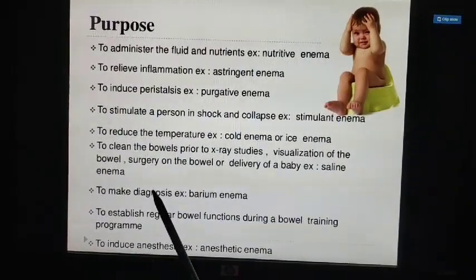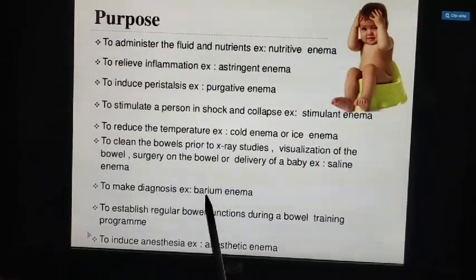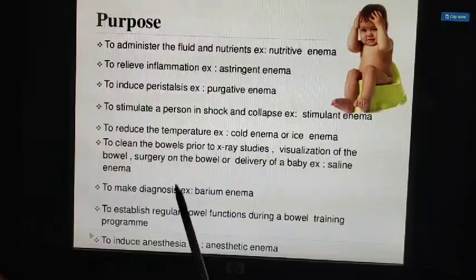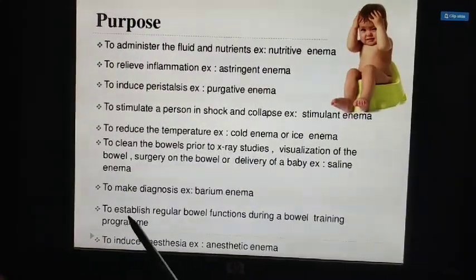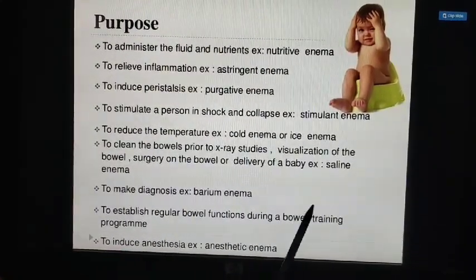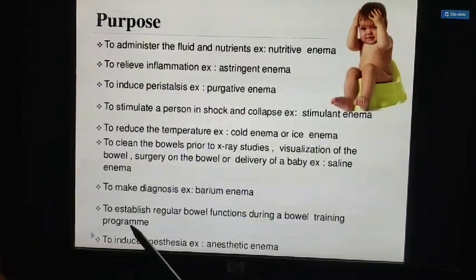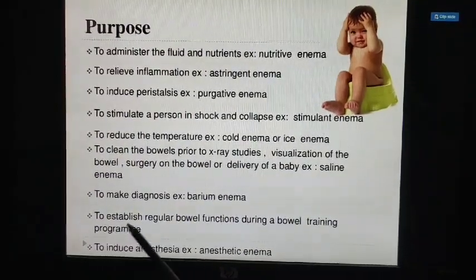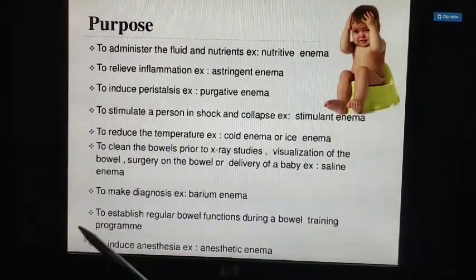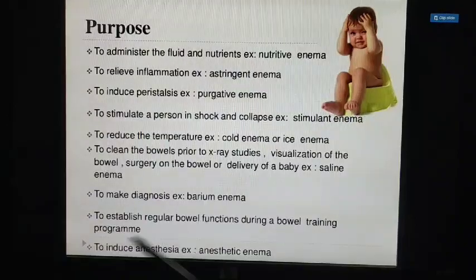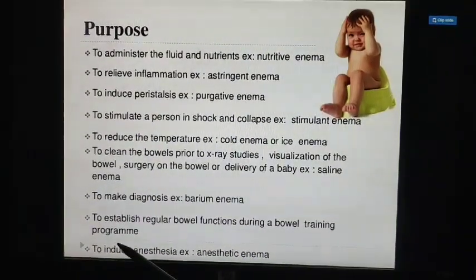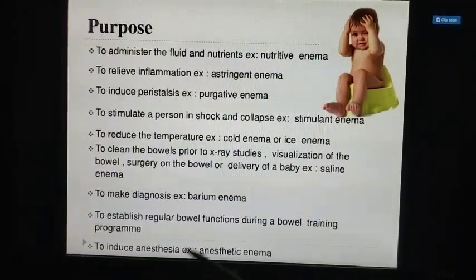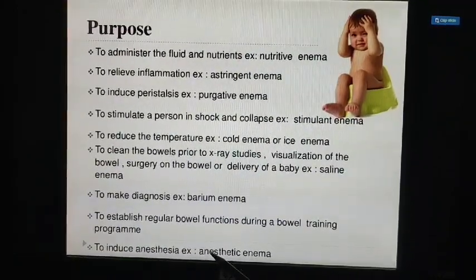Next, to make a diagnosis, we can give a barium enema. Any strictures we can easily find through this barium enema. Then, to establish regular bowel functions during the bowel training program, sometimes we have to give this enema before the bowel training program. Then, to introduce anesthesia for the bottom cases, we have to give this anesthetic enema.